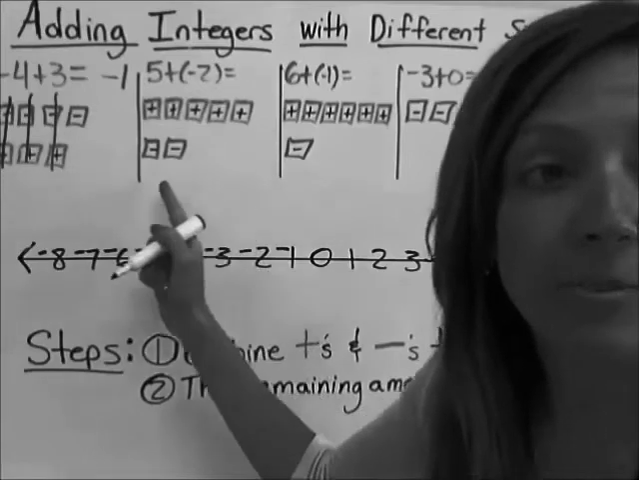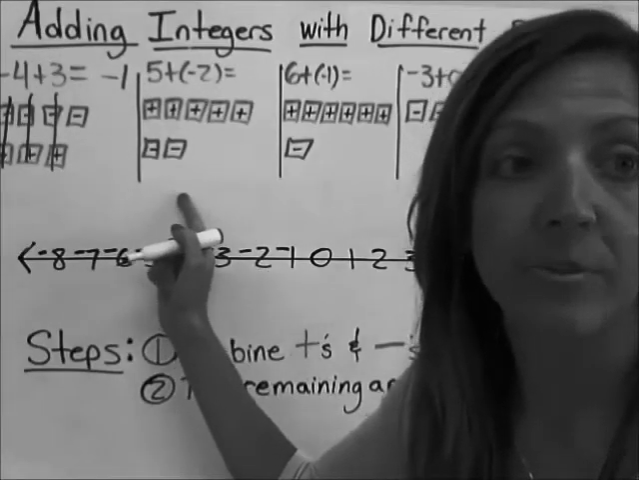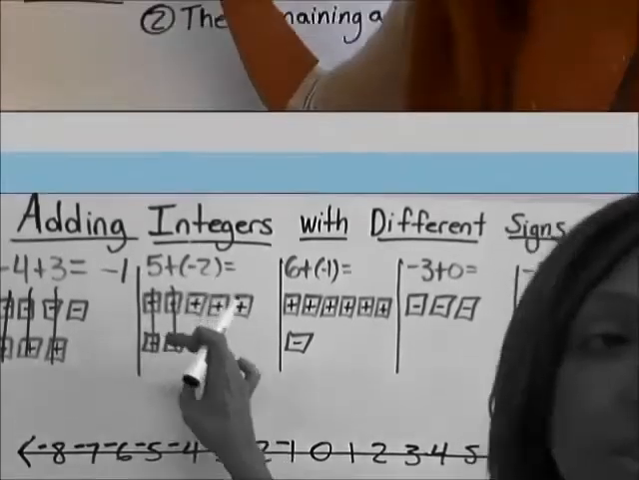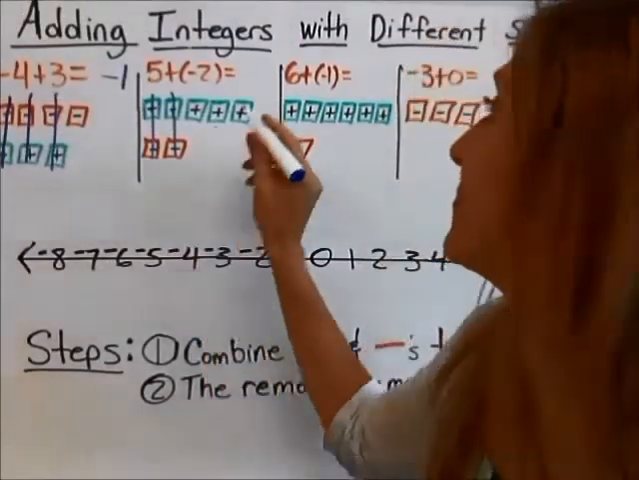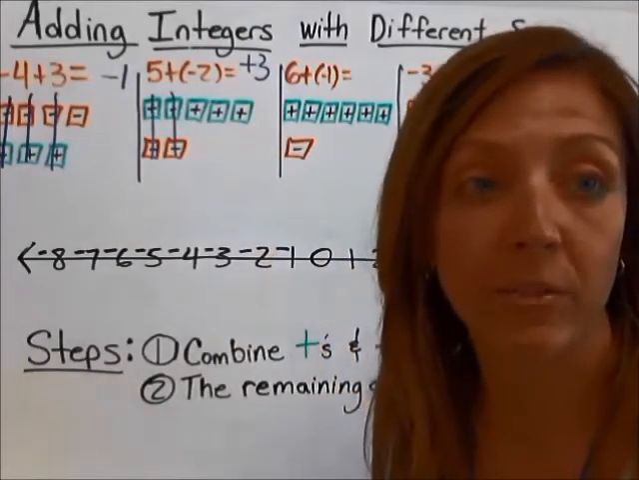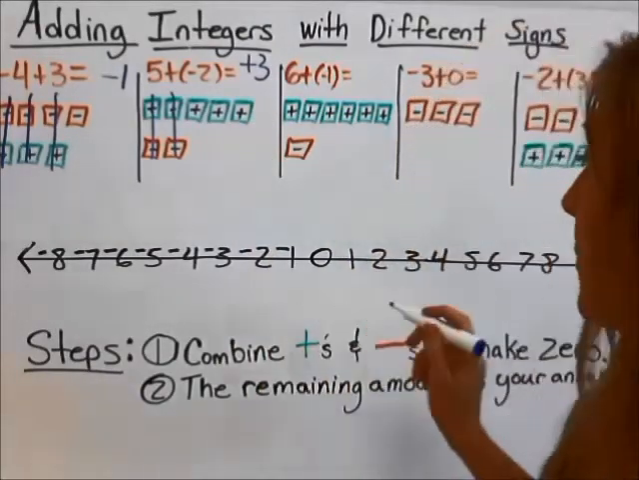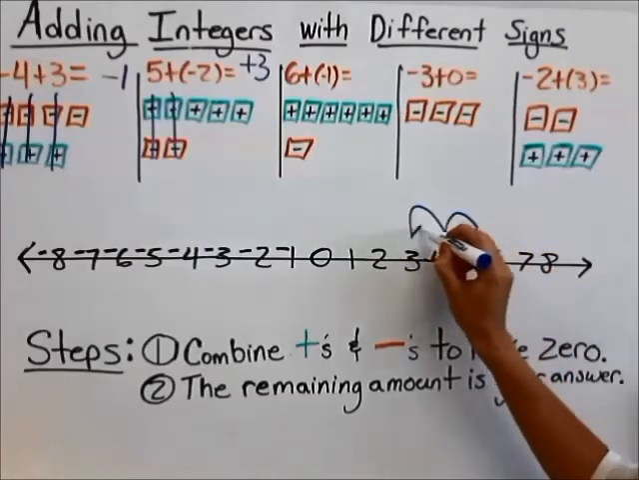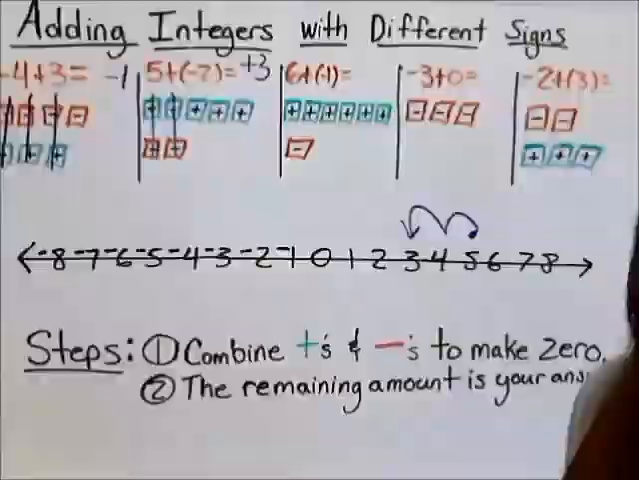Second one, 5 plus a -2. 5 chips and 2 negative chips. When I put my negatives and positives together, I'm going to make 0 with 3 positive chips left. So positive 3 would be my answer here. Model that on the number line. I'm going to graph 5 and move 2 places in a negative direction. 1, 2, and I end up at +3.